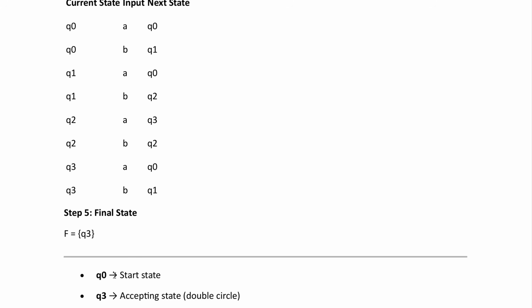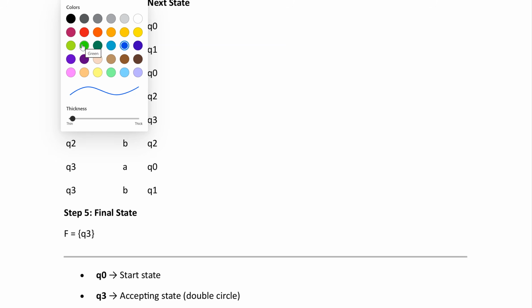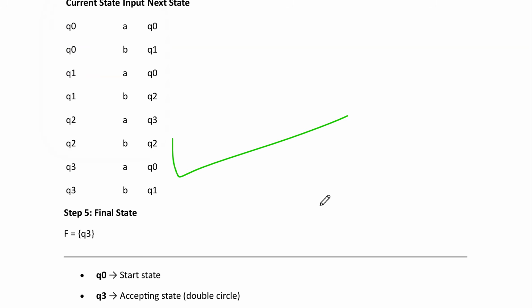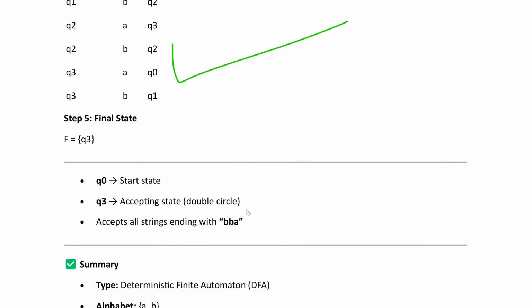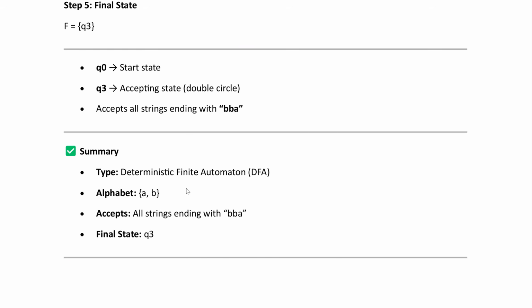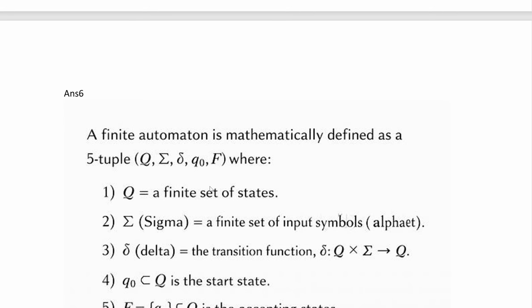So the final state will be Q3, initial state is Q0. So when we draw the transition diagram, in that transition diagram, Q3 will be the final or accepting state, right? This transition diagram is okay. You can draw the transition diagram based on this transition table, because this transition table is okay for the given problem, right? This is the summary which we can see.